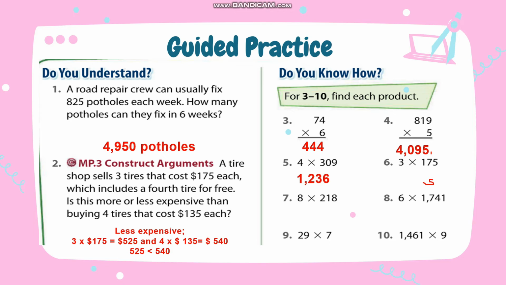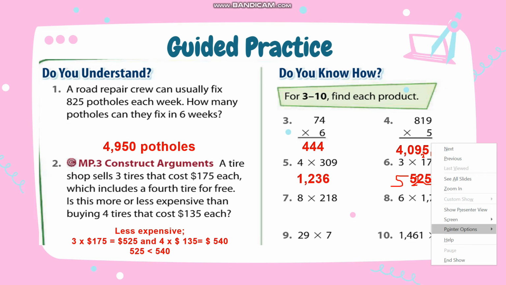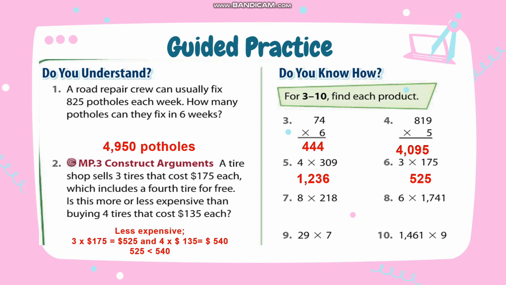Next, 3 multiplied by 5 is 15. Regroup 1. 3 multiplied by 7 is 21 plus 1 is 22. 2 regroup 2. 3 multiplied by 1 is 3 plus 2 is 5. So the answer is 525.